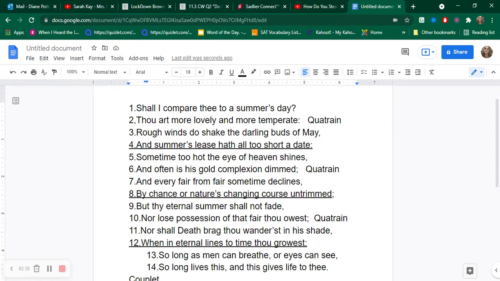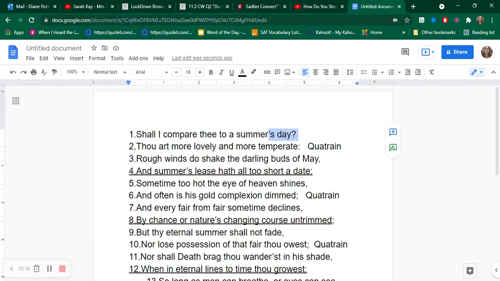Now, why is this significant? Because it is the form of the poem, right? It's got a certain rhyme scheme. First of all, can anybody remember what the rhythm of this poem is called? Shall I compare thee to a summer's day? We talked about that last Thursday. It's the meter of the poem. Anybody remember? Yes, iambic pentameter.